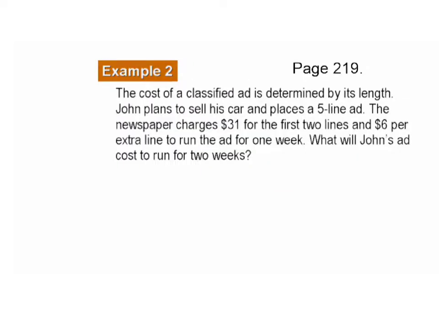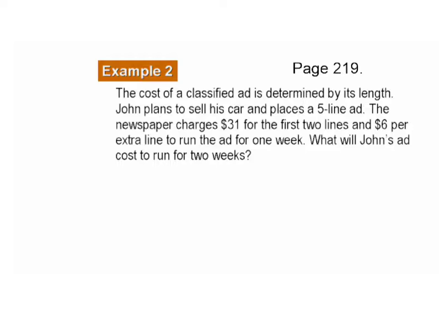Here is example 2, also on page 219. It says the cost of a classified ad is determined by its length. John plans to sell his car and places a 5-line ad. The newspaper charges $31 for the first 2 lines and $6 per extra line to run the ad for 1 week. What will John's ad cost to run for 2 weeks?